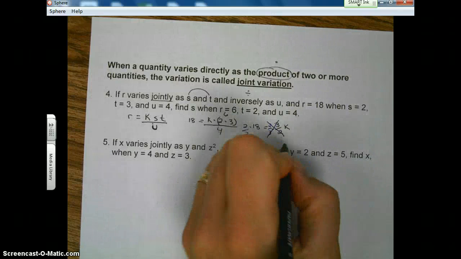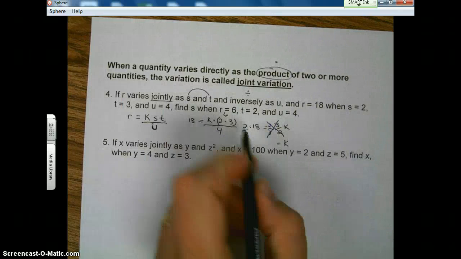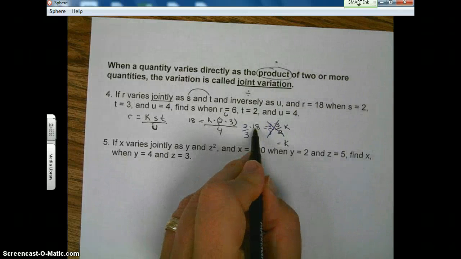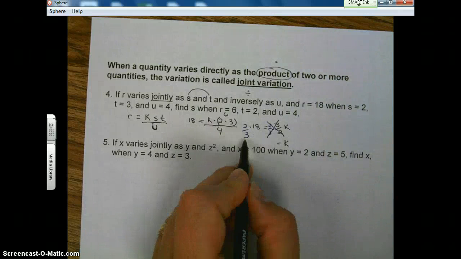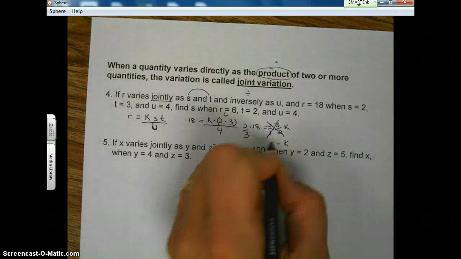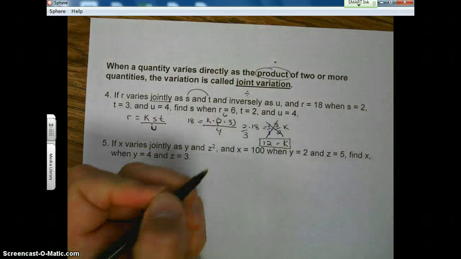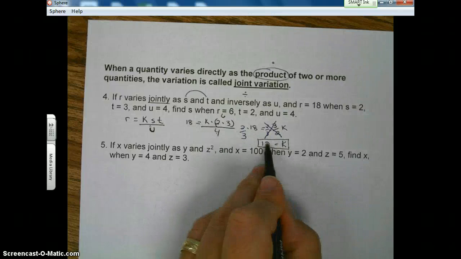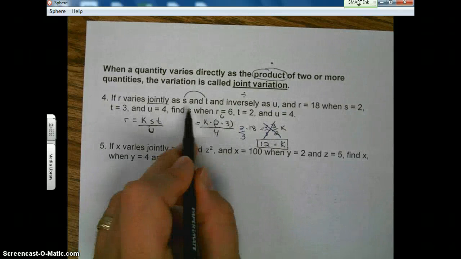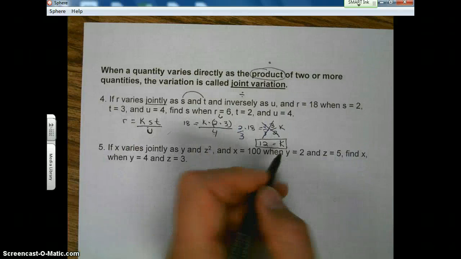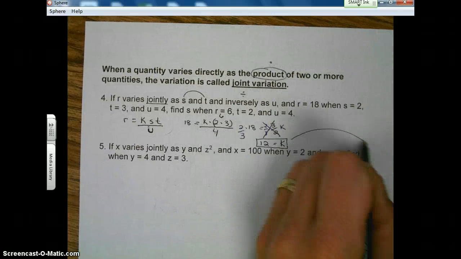So we get K equals 2 times 18, which is 36, divided by 3, we get 12. So our constant of variation is 12. Now we use that in order to solve this problem. It says find S. Let's write this equation down again, right over here.